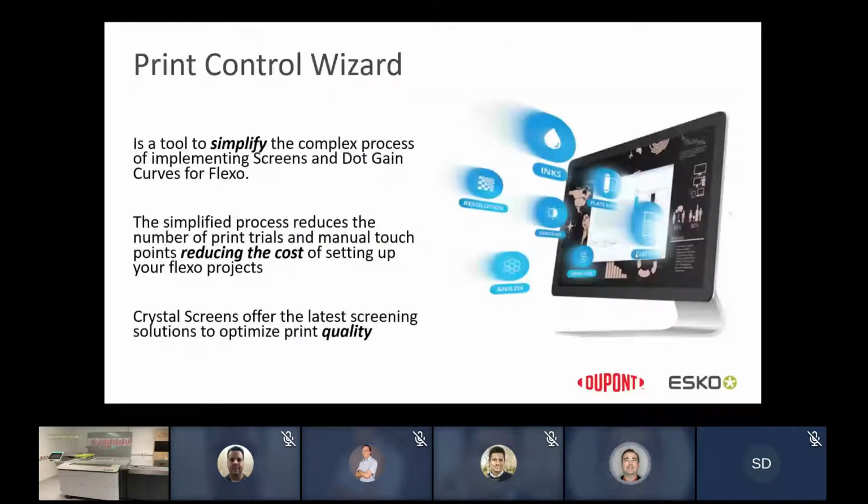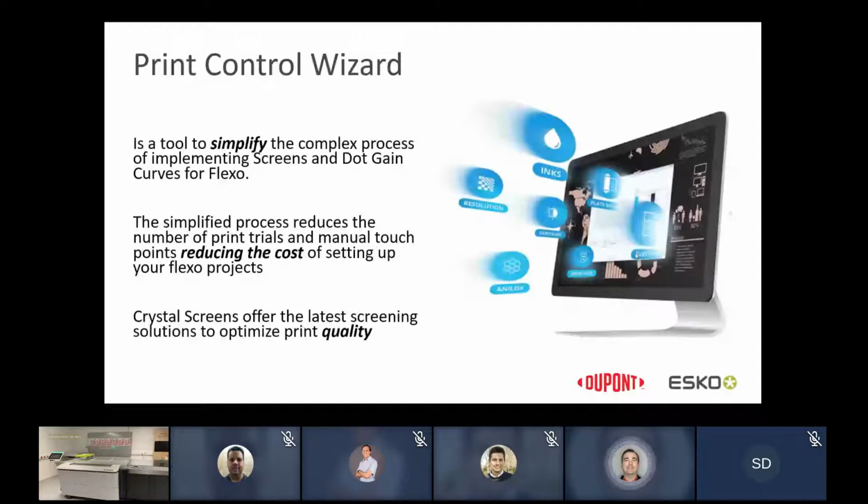So that brings us to our newest product, which is called Print Control Wizard. Print Control Wizard is really designed to simplify and automate the process of creating dot gain curves and selecting screening technology. And what this means is you can spend less time doing all the testing and analyzing and all those things. And so it can reduce the cost of setting up a new flexo project.